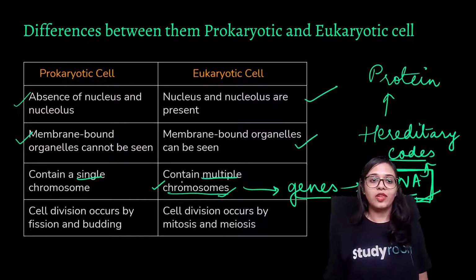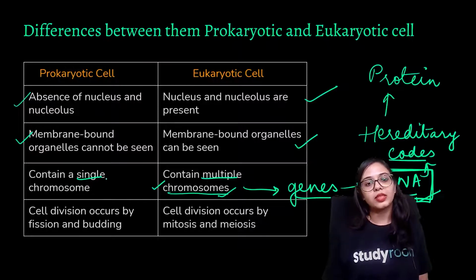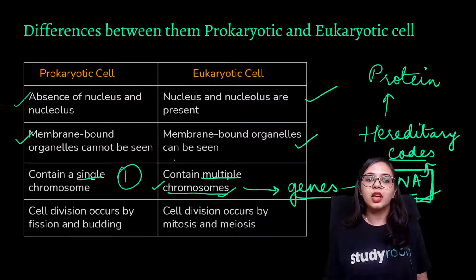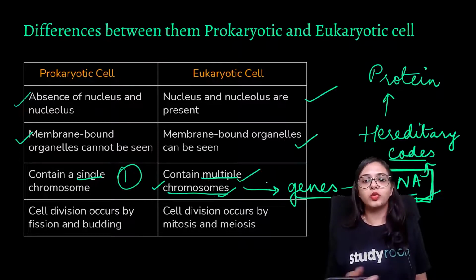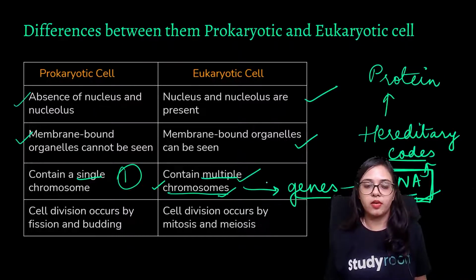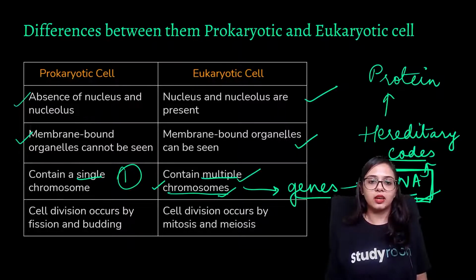So now when I'm telling you that a prokaryotic cell contains a single chromosome, that means the hereditary component in the prokaryotic cell is only one, whereas in eukaryotic cells there are multiple, more than one, there may be 2, 3, 4, maybe even thousands and millions. All right, so this is another difference.